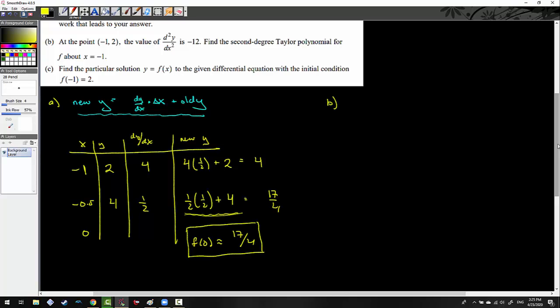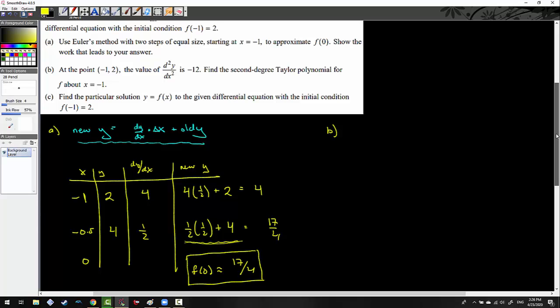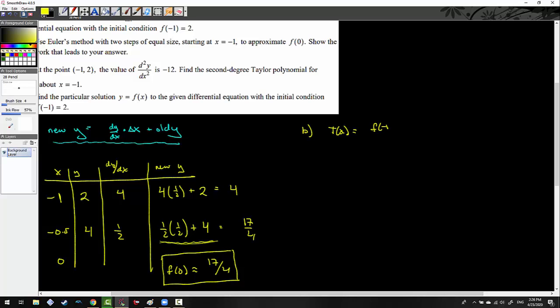Moving on to part B, it says at the point negative 1 comma 2, the value of d squared y over dx squared is negative 12. It says find the second degree Taylor polynomial for f about x equals negative 1. Okay, so let's take a look at what a generalized Taylor polynomial centered at negative 1 would look like. It would be f of negative 1 plus f prime of negative 1 times x minus negative 1 or x plus 1, and then plus f double prime of negative 1 times x plus 1 squared over 2 factorial.